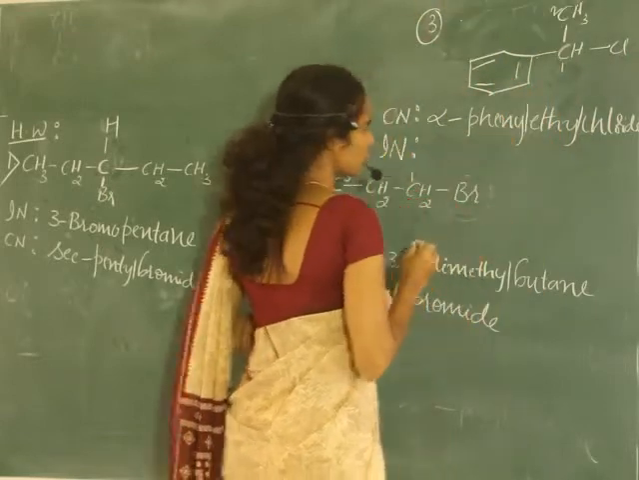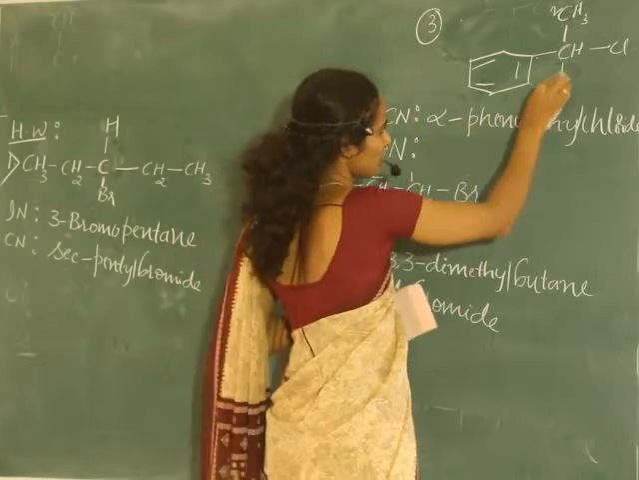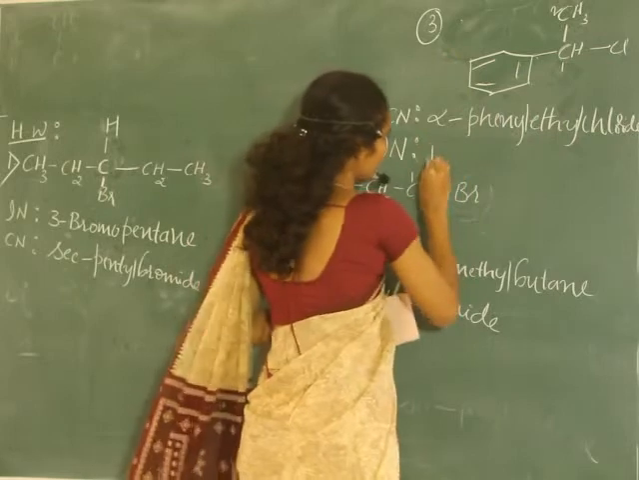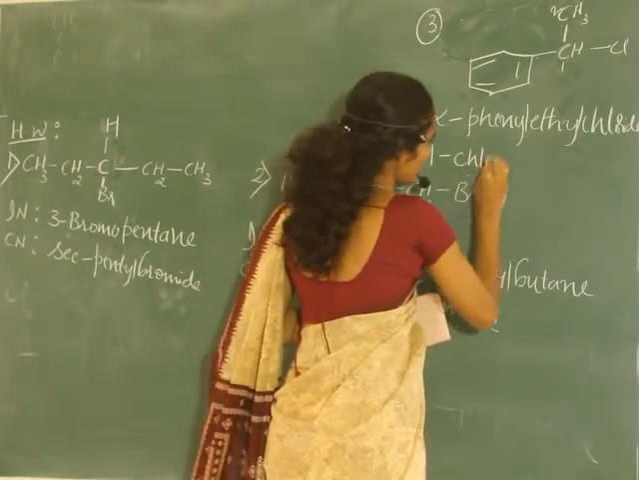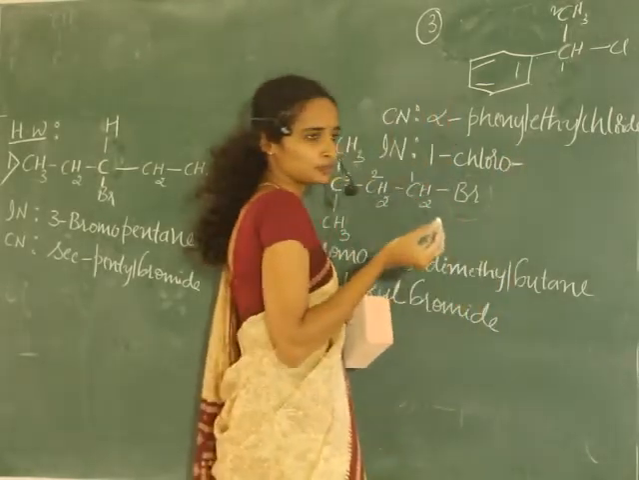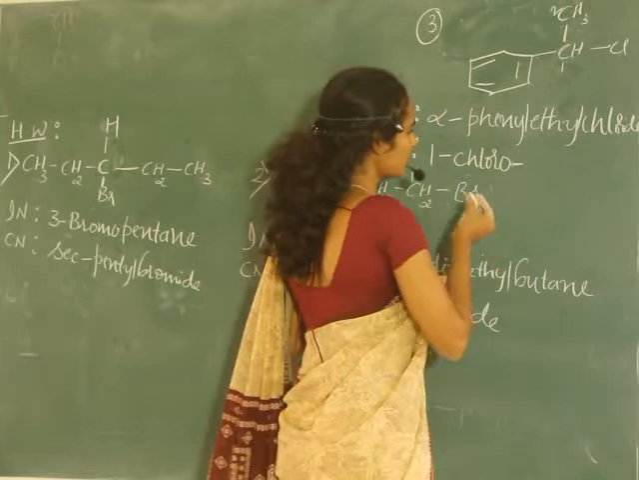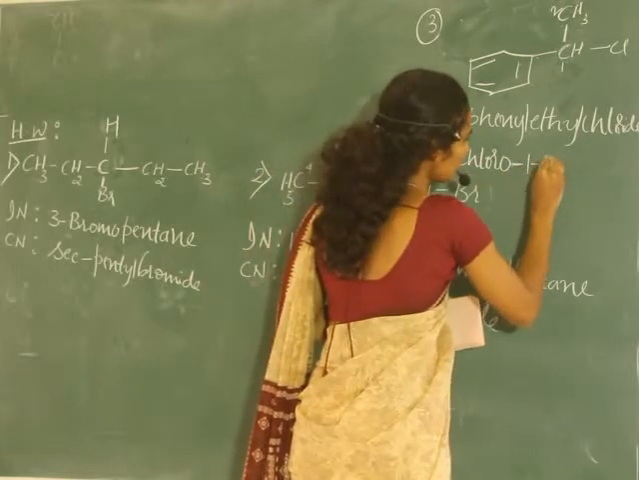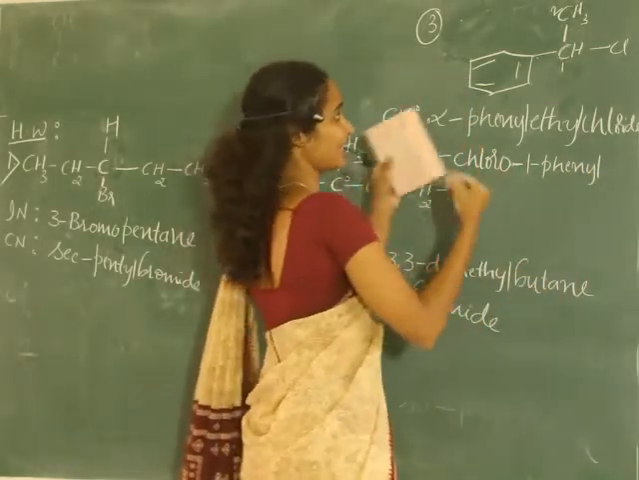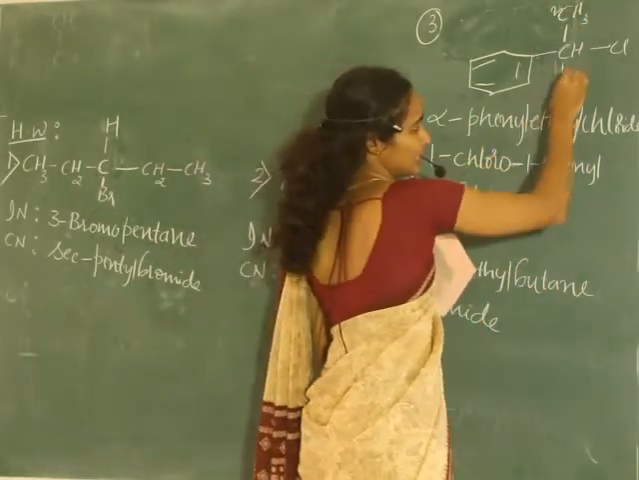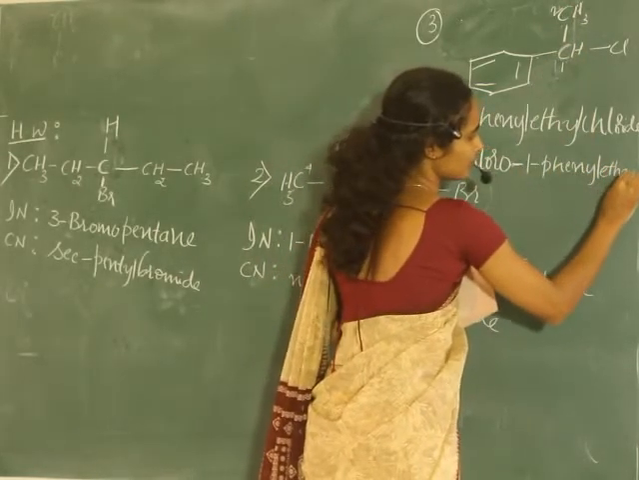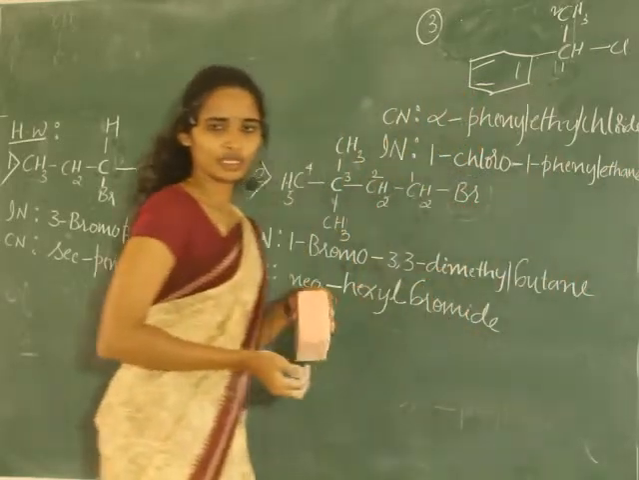Now the name of this compound is, at the first position what is there? 1-chloro-1-phenyl, right? For the first position, one chloro group is attached, 1-chloro. Based on alphabetical order we have to write 1-chloro-1-phenyl, and the parent compound is ethane. The parent chain is ethane, hence it is 1-chloro-1-phenylethane. Hope it is clear for you.